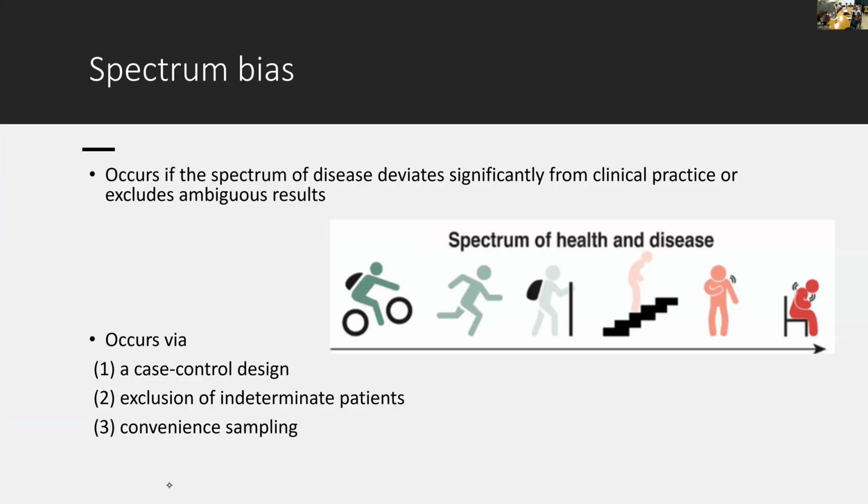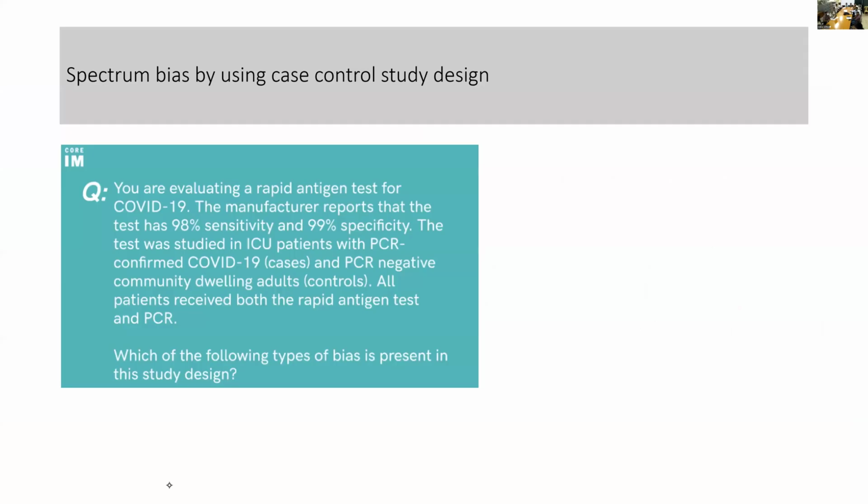Now, the next set of bias which can happen is a spectrum bias. So we know in any disease condition, there's always a disease severity. Patients can be mild, patients can have moderate illness, patients can have severe illness. Now, if I design a case control study, I'll give another example. Suppose we are evaluating a rapid antigen test for COVID-19. The manufacturer is saying that this test has 98% sensitivity and 99% specificity.